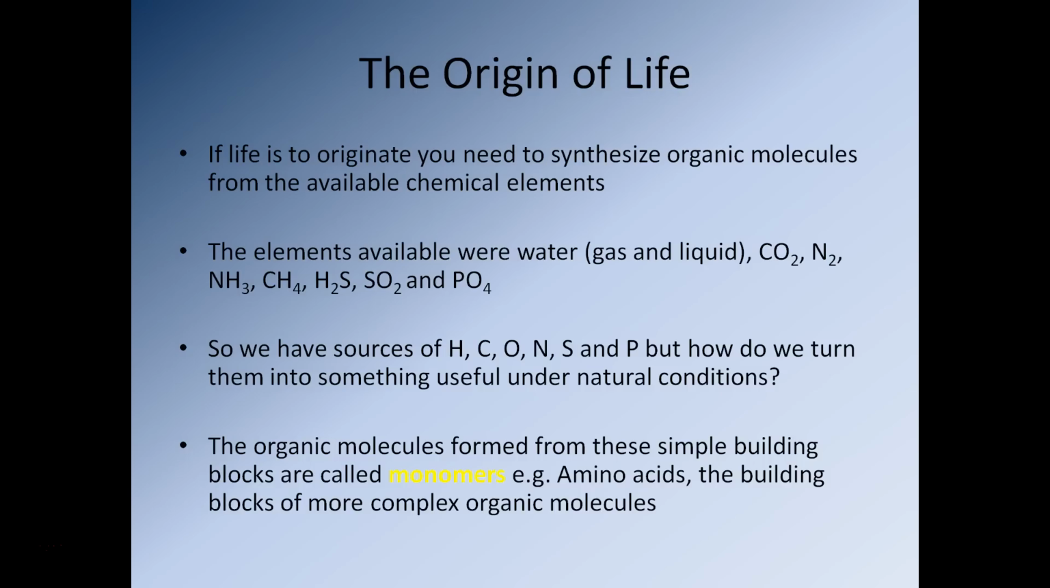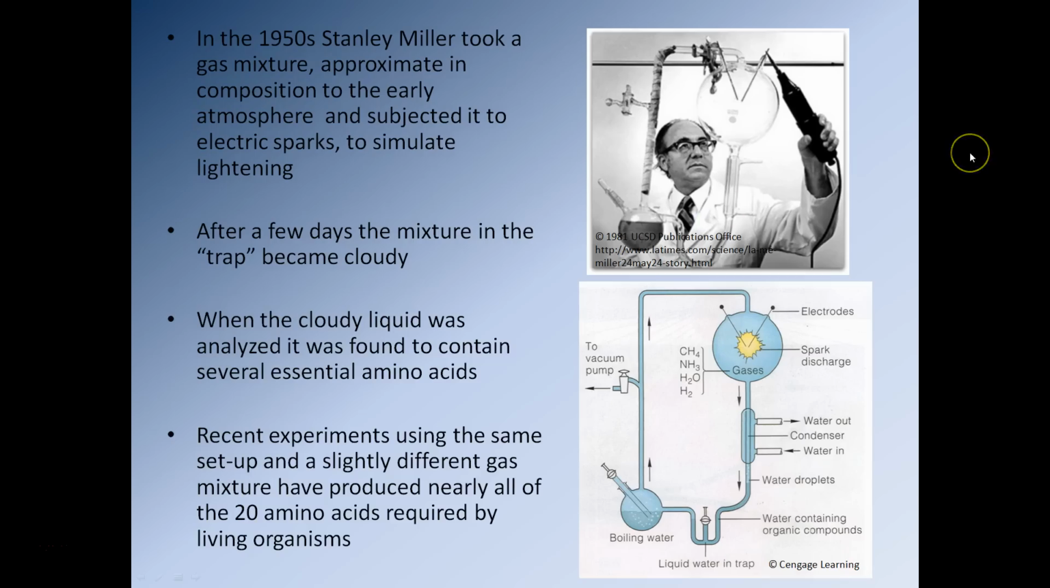So the organic molecules formed from these simple building blocks are called monomers. And a classic example of a monomer is an amino acid. That's probably a term you've heard. And these amino acids are the building blocks of more complex, larger organic molecules. So in the 1950s, a scientist called Stanley Miller took a gas mixture approximate to the composition of the Earth's early atmosphere and subjected it to electric sparks to simulate lightning. So his equipment was rather straightforward.